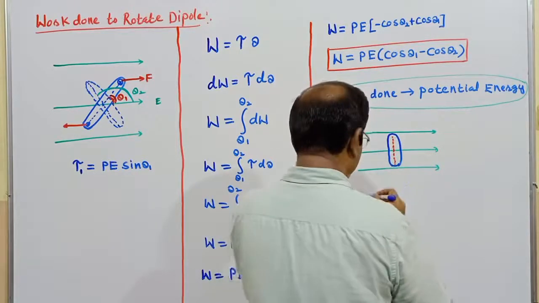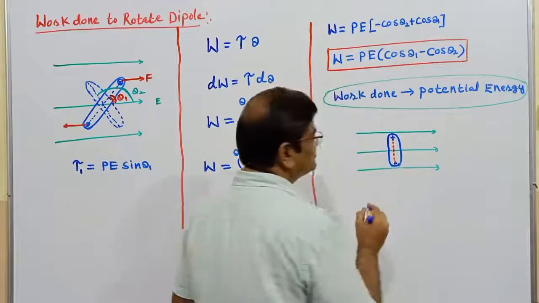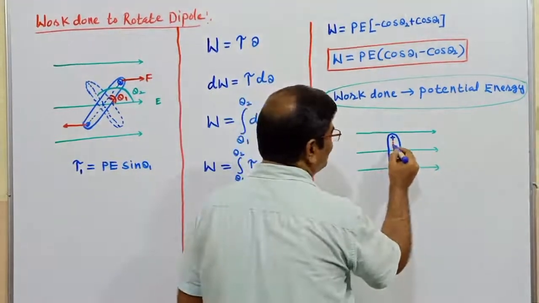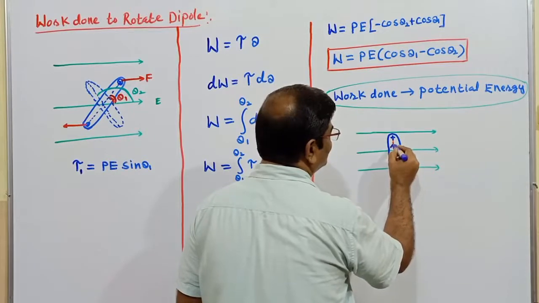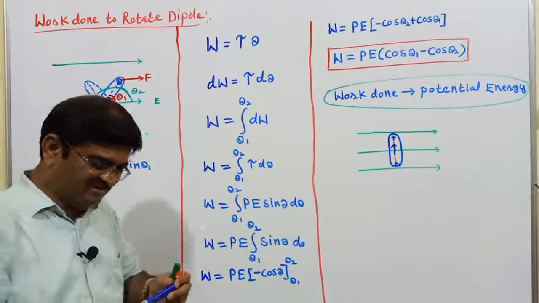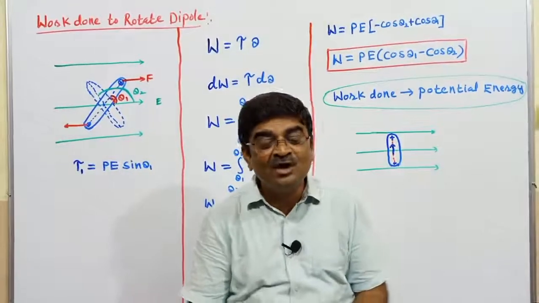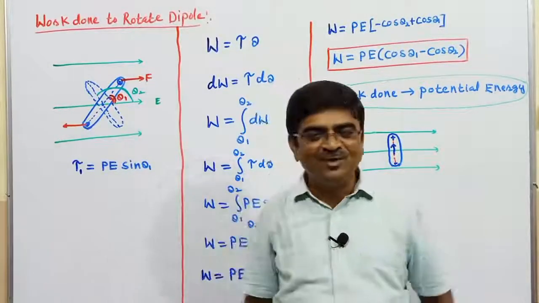With this as a positive charge, this has a negative charge. So then what is the direction of the dipole moment? From negative to positive. And students, this position of the dipole, how is the dipole? Perpendicular to the dipole moment.